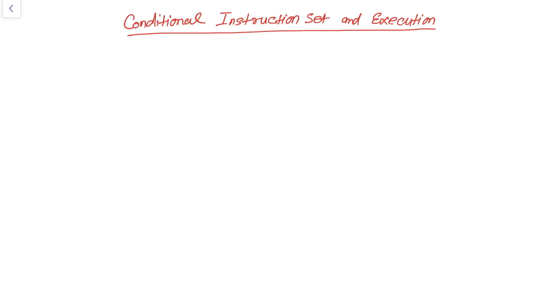In this lesson, we are going to discuss the conditional instruction set and its execution in our microcontroller. Conditional instructions are executed based on the status of the flags in the program status register. As you might have noticed earlier, we had a few bits which are known as flags in the program status register.